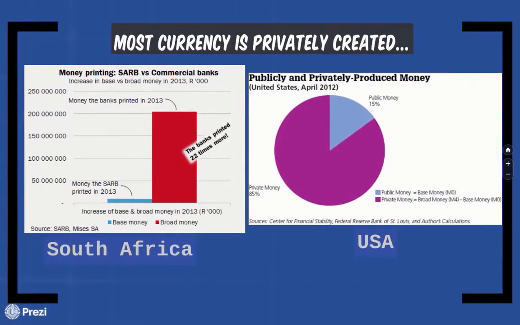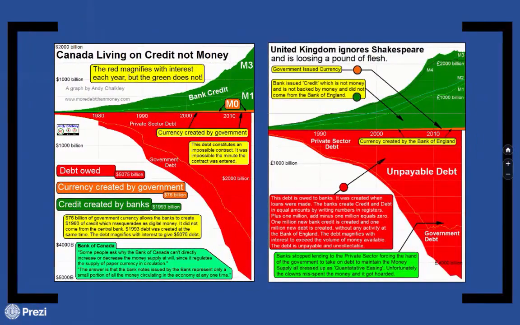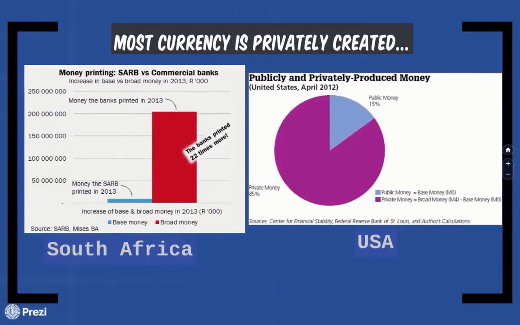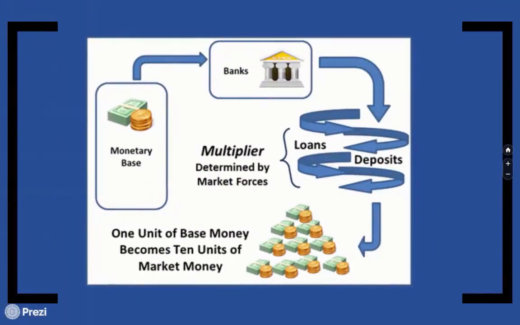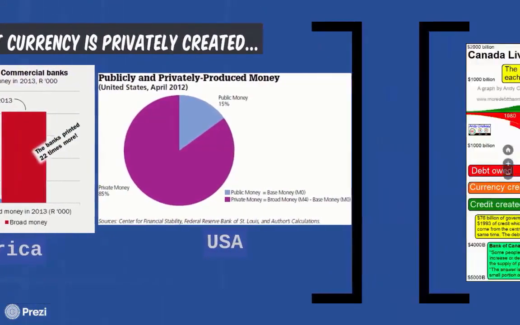Now, most currencies in the world are actually privately created. For example, on the left you see South Africa. The banks printed 22 times more than what's actually minted by the government. And in the United States, you can see over here, 85% of it is again private money. Some people even say it's more than that, 95%, but who's counting? And remember, this happens because of the debt trick. You understand? That's what the debt part is for. That's why we're saying the currencies are based on debt.